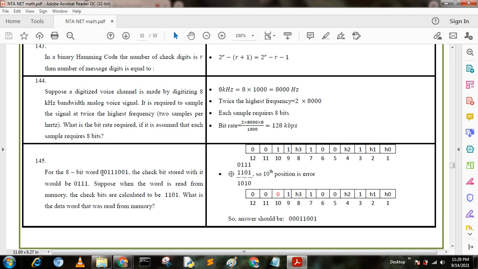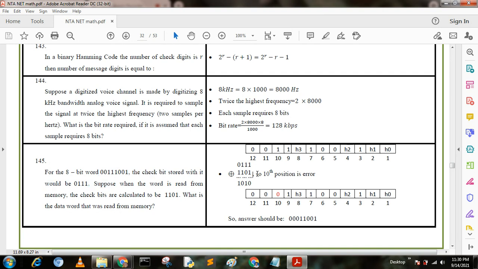For the 8 bit word 00111001, the check bits stored with it would be 0111. Suppose when the word is read from memory, the check bits are calculated to be 1101. What is the data word that was read from memory? We arrange this value 00111001 like this. That is, H1, H2, H4, H8 at positions 2 to the power 0, 2 to the power 1, 2 to the power 2, 2 to the power 3. 2 to the power 0 means 1, so we write the Hamming code H1. 2 to the power 1 means 2, we write H2 here. 2 to the power 2 means 4, we write H4, and 2 to the power 3 means 8, we write H8. And the remaining gaps are filled up with our bit patterns.